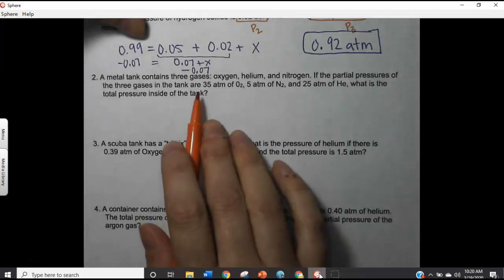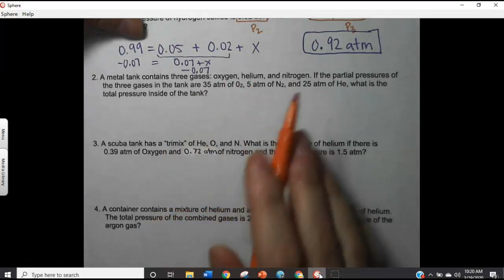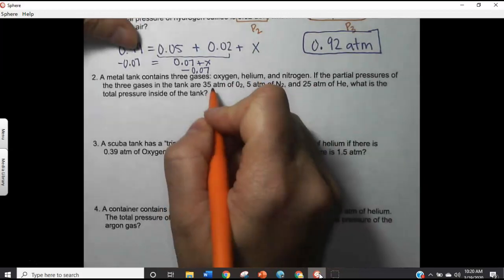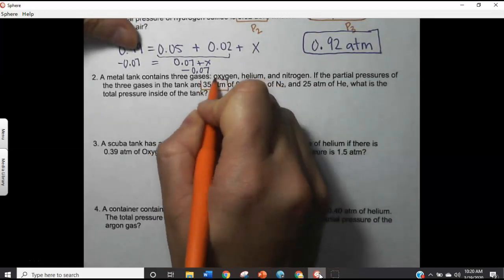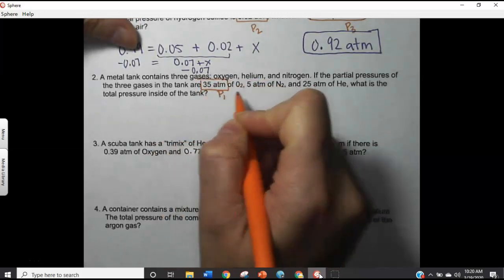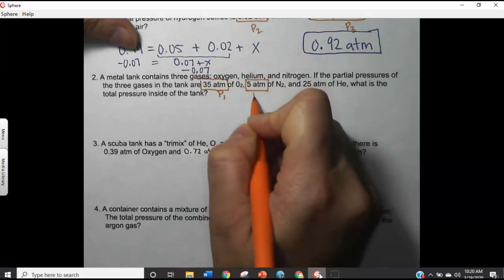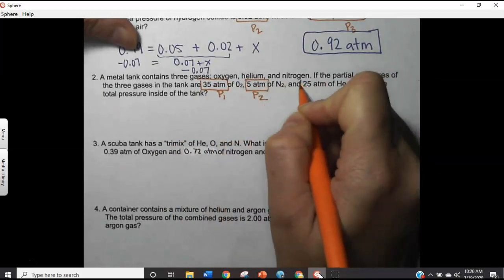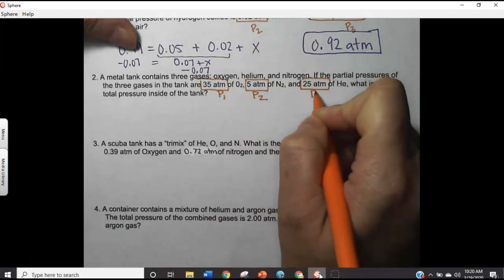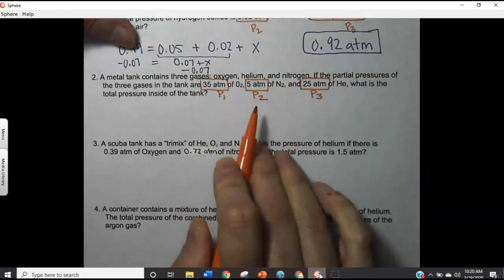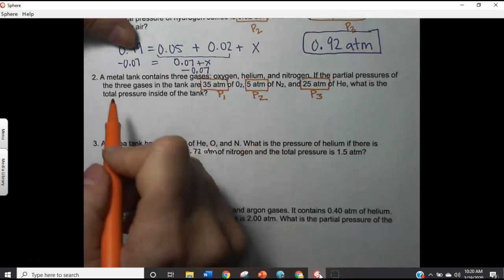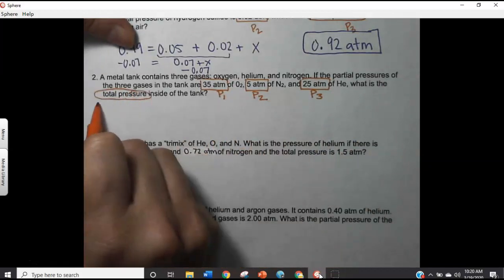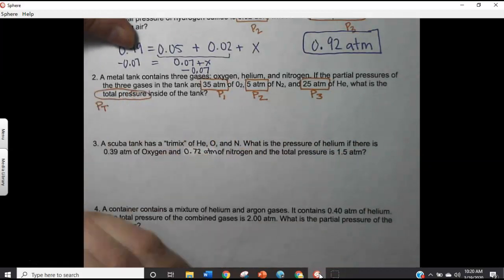Question 2. A metal tank contains 3 gases: oxygen, helium, nitrogen. If the partial pressures in the tank are, okay, so they're telling me this is one of the partial pressures, this is from nitrogen, and this is the part of the pressure that's from helium. So they gave me P1, 2, and 3. They're asking me for total pressure. So they're asking me to solve for PT, or P total. So I've done my givens, my unknown.